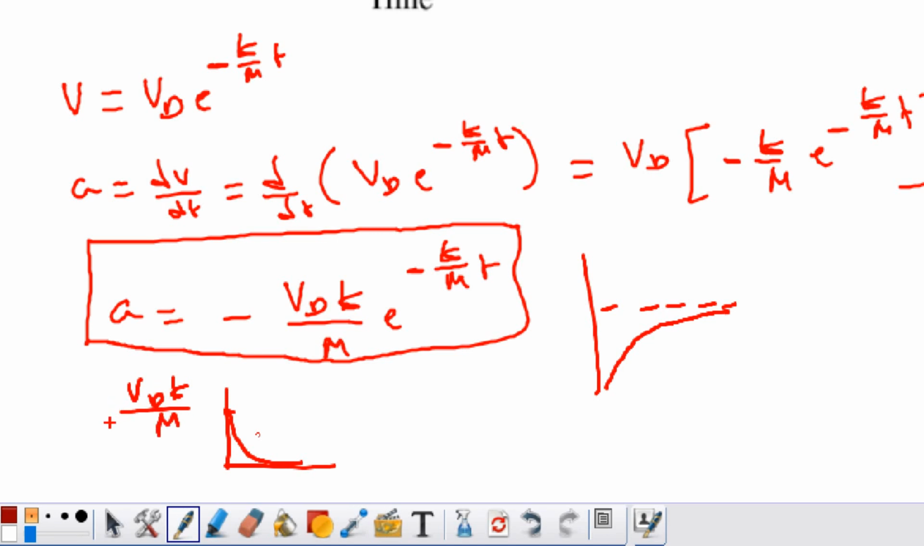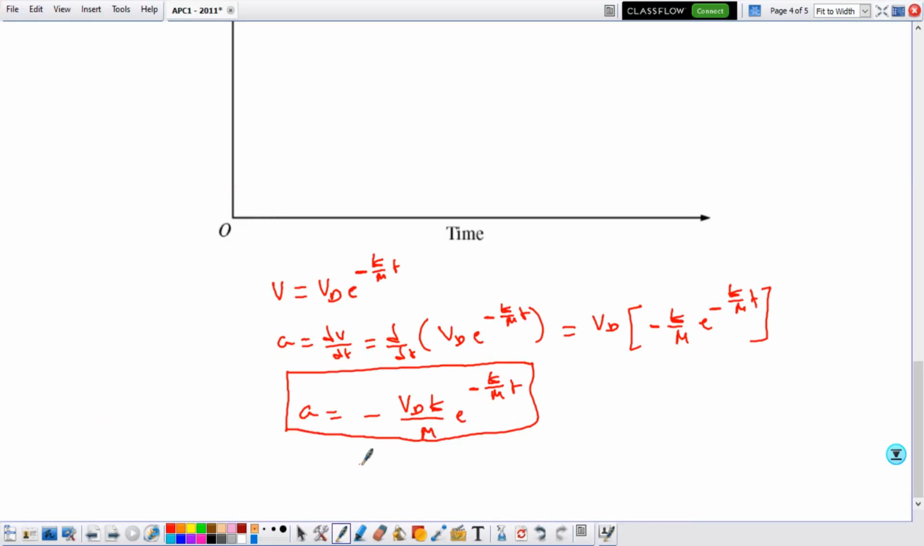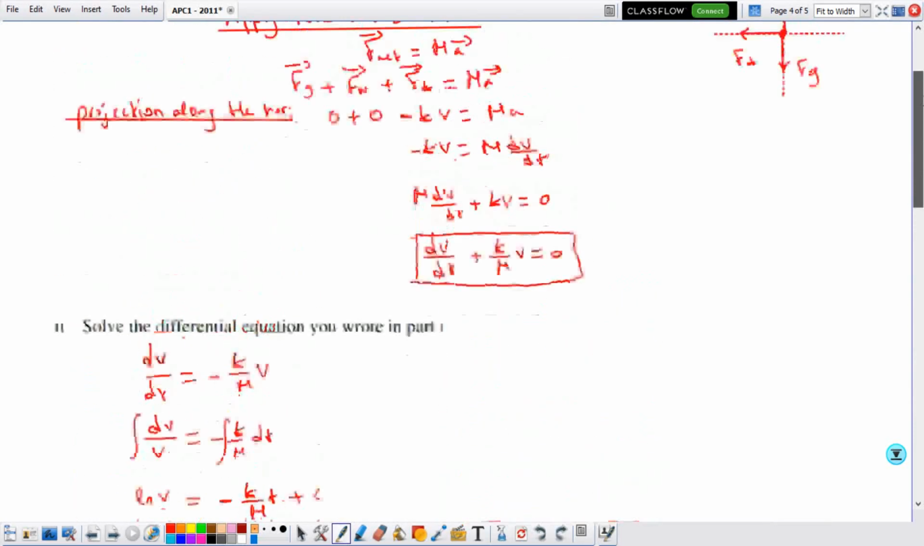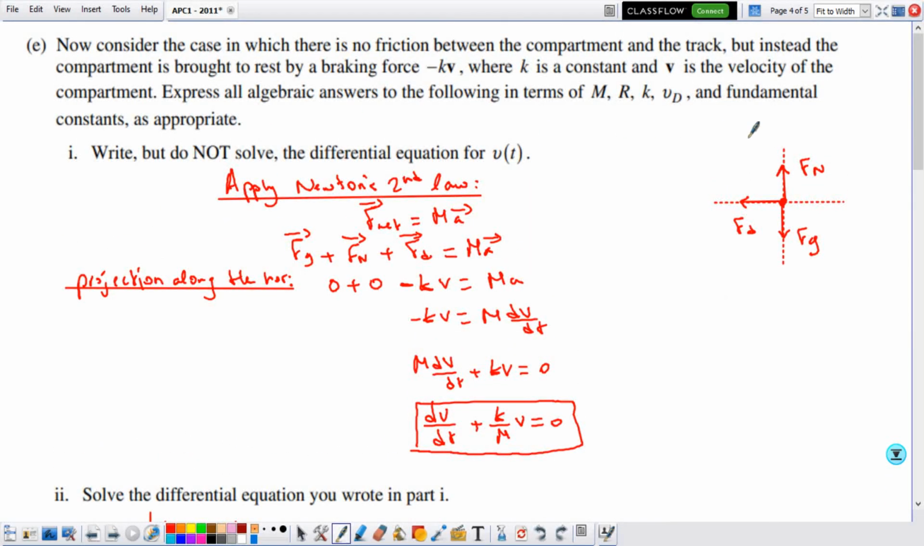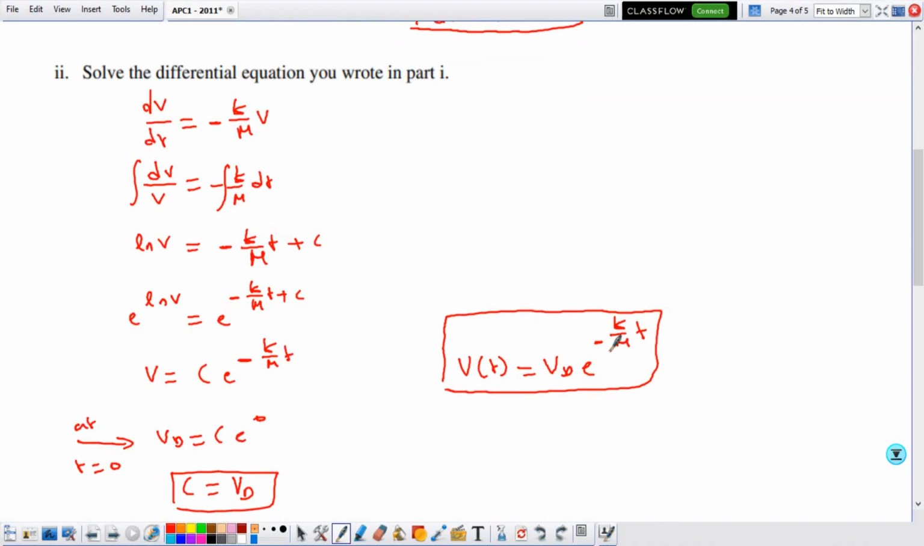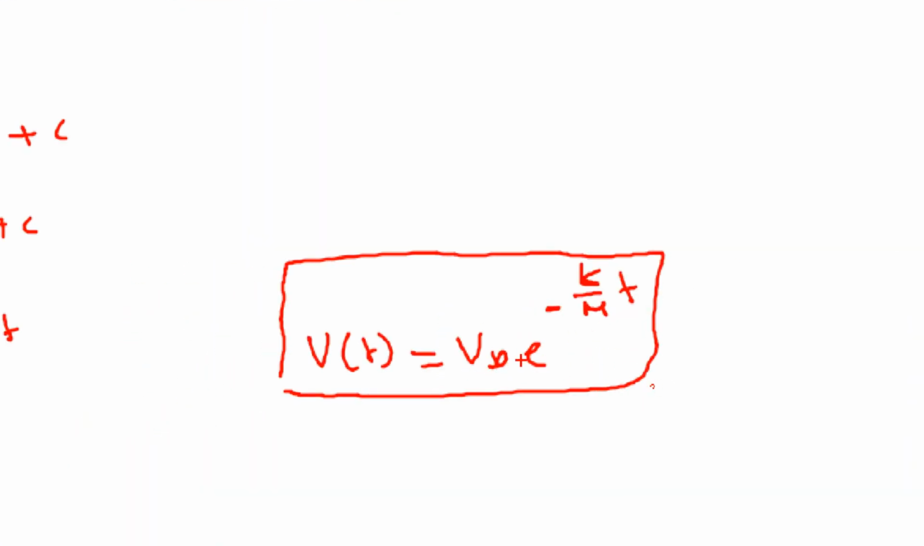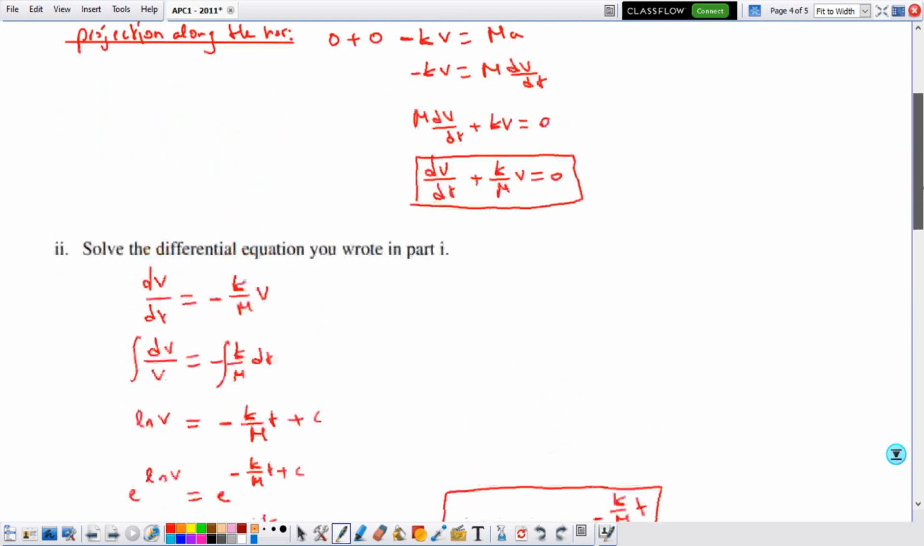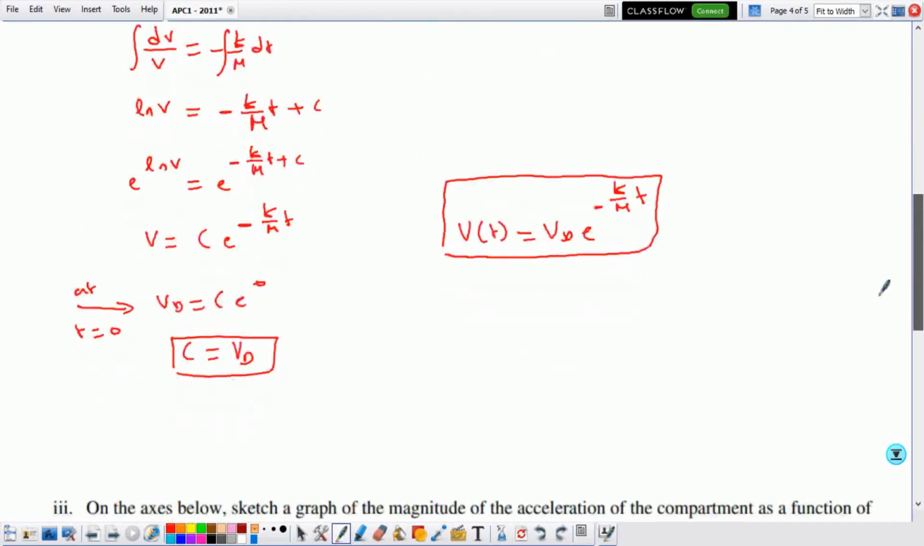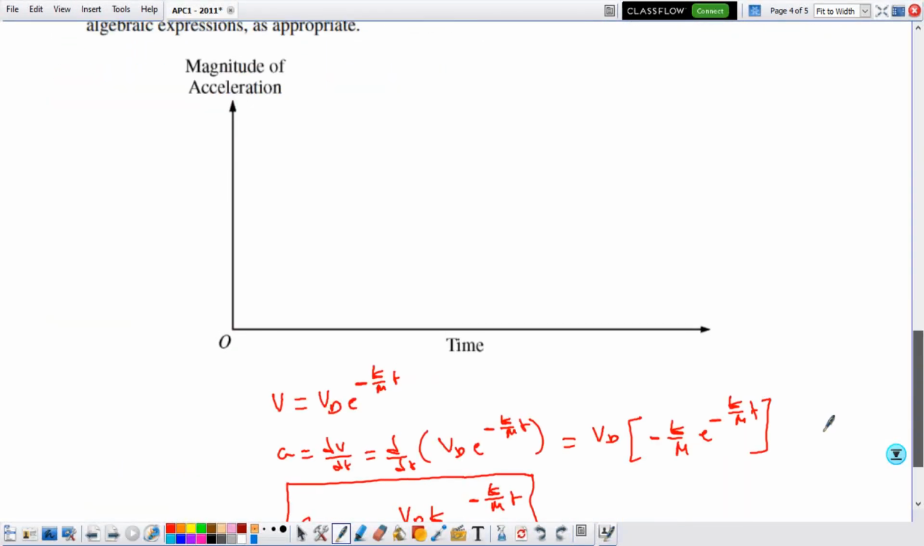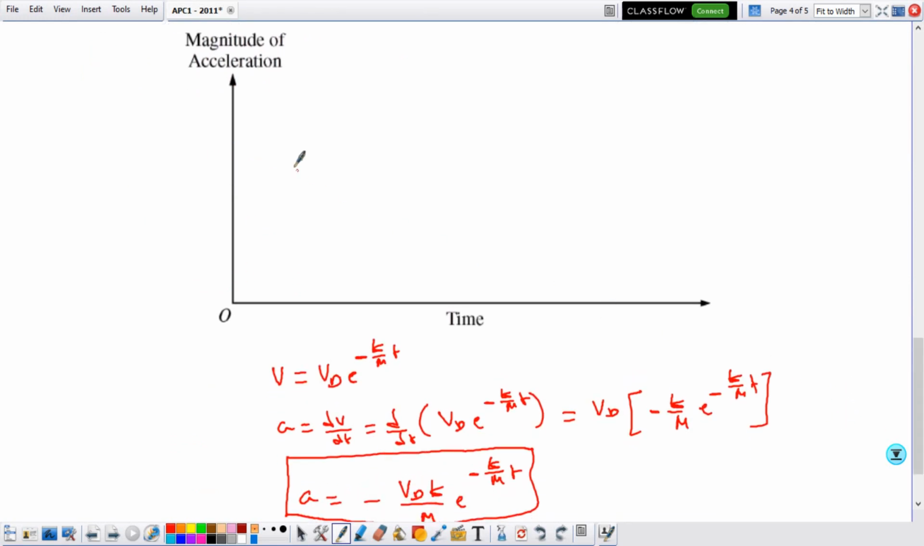And notice that we can express our answer in terms of Vd, k and m as stated in part E. And also let's double check that our velocity is expressed in terms of Vd, k and m as stated here. Then the magnitude of the acceleration would look something like that. This is the initial acceleration given by the magnitude Vd k divided by m, and it will decay in the following form.